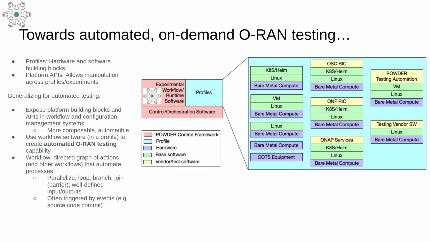Workflows commonly offer actions that can be run in parallel. You can loop over actions. You can branch them based on outputs of prior actions. You can rejoin branches so that you can implement barrier synchronizations. And workflow actions typically offer well-defined inputs and outputs according to some schema, sometimes a very minimal type-like system. And workflows can often be triggered from outside systems by events, for instance, like a source code commit.